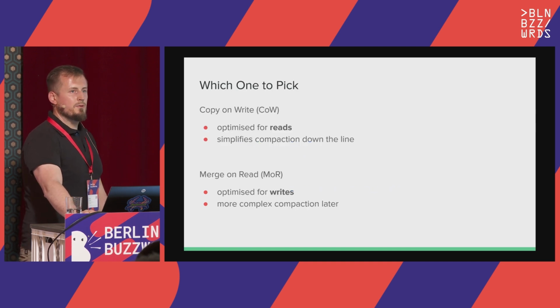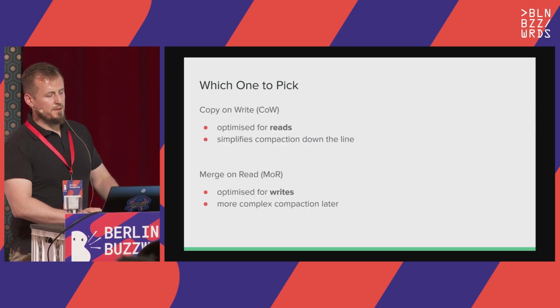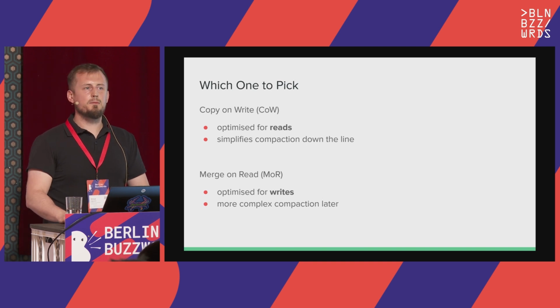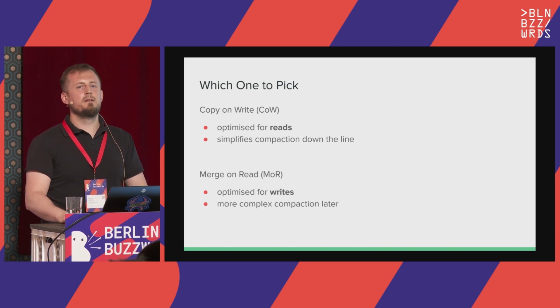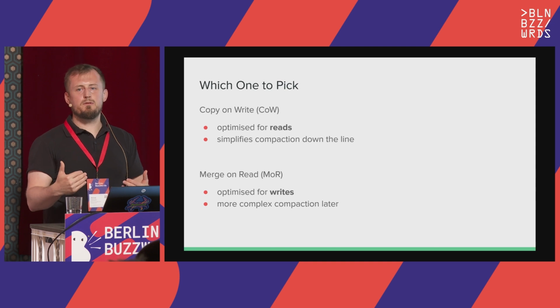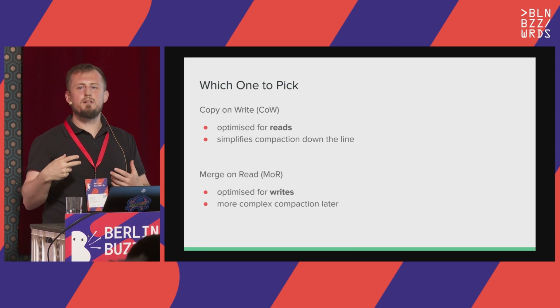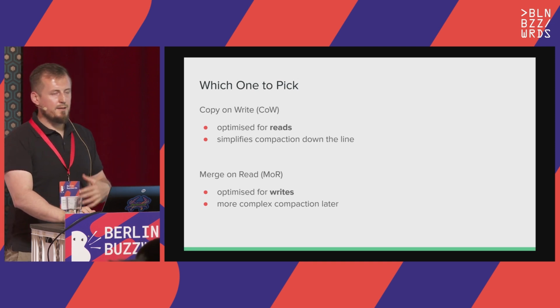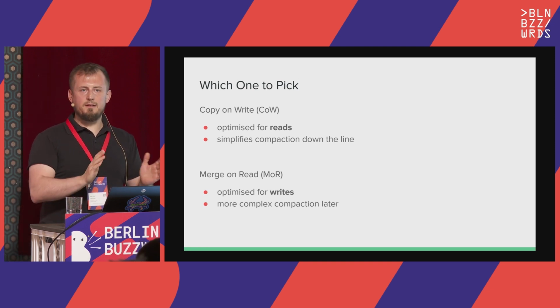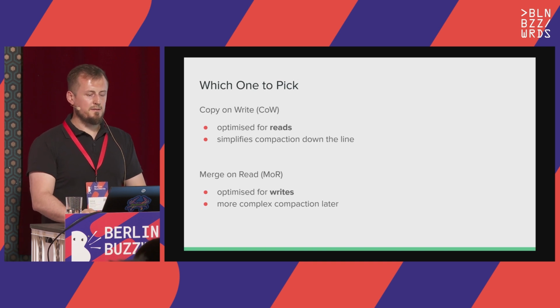Now, where do we pick which one? Essentially, copy on write is optimized for reads. Why? Because the reader doesn't have to merge information from the data files and delete files in order to figure out which data is still there. And it also makes data compaction down the line slightly simpler.